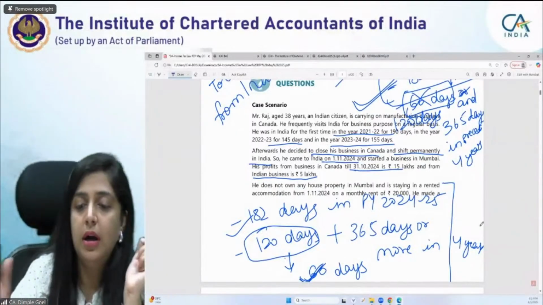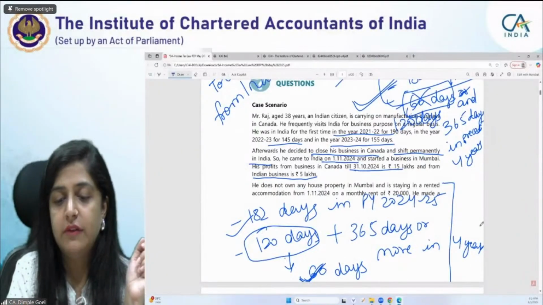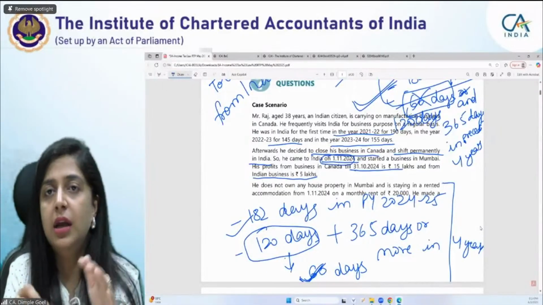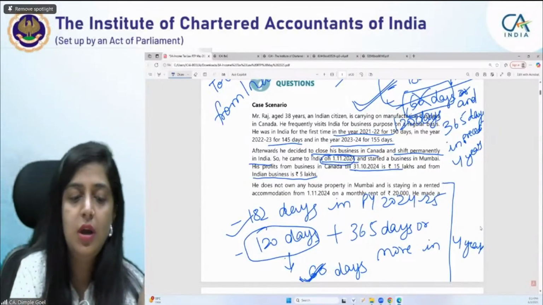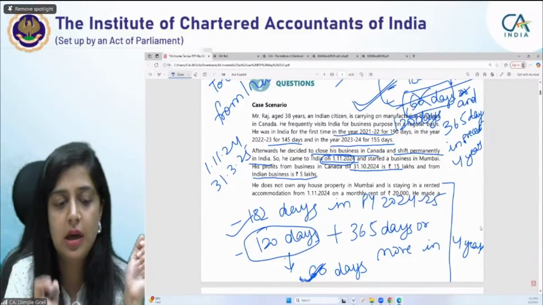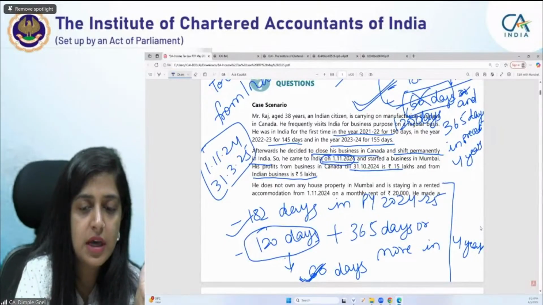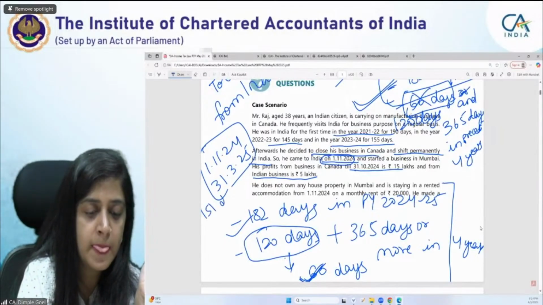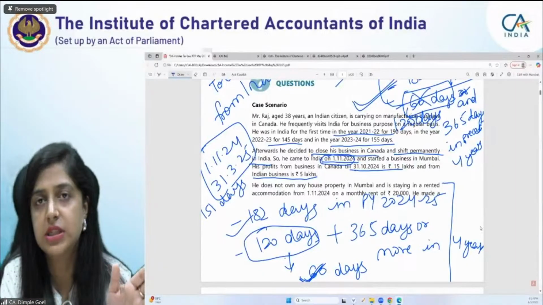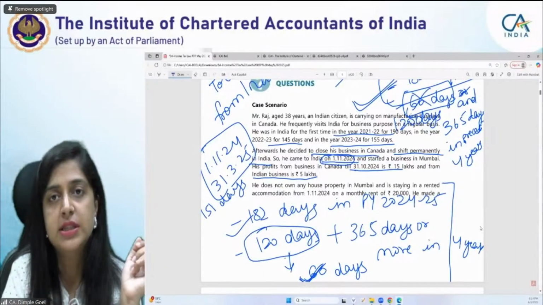So in the previous year 24-25, he came to India on 1st November and has not gone abroad again. So from 1st November 24 to 31st March 25, he is in India. The number of days is 151. So because of the first condition, he is not resident in India. We have to go to the second condition.